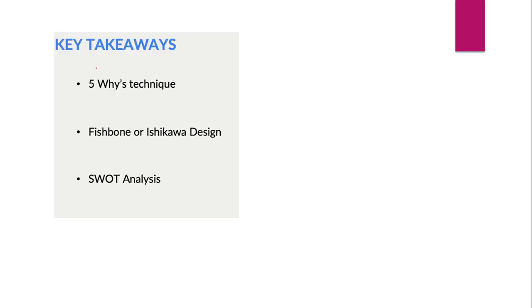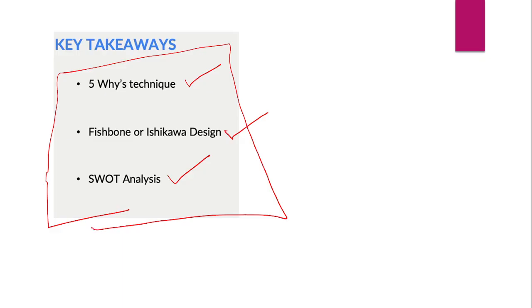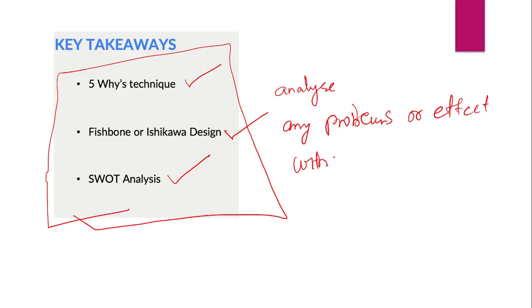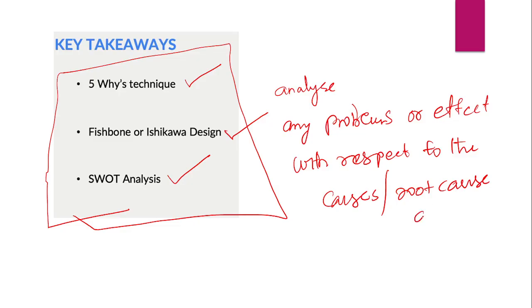Next, for any kind of problem, you have seen the different techniques: the five whys technique, the fishbone or Ishikawa diagram, and the SWOT analysis. So these are the methods you can use to analyze any problems or effects with respect to the causes, or else it is called root cause analysis.